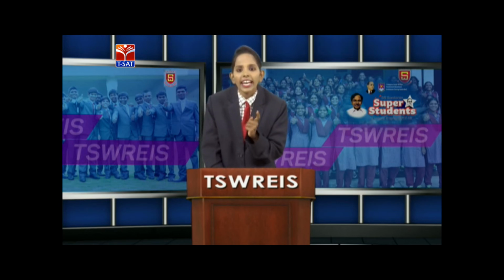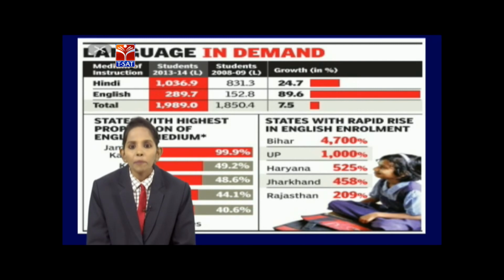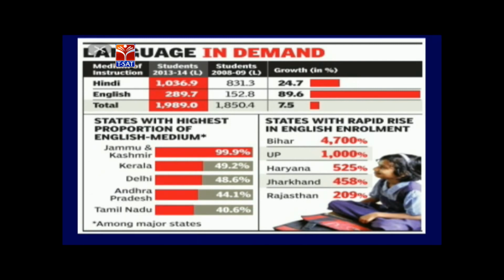Next, Kerala. Kerala has 49.2% of English medium schools, and Delhi 48.6% of English medium schools, and Tamil Nadu 40.6%.